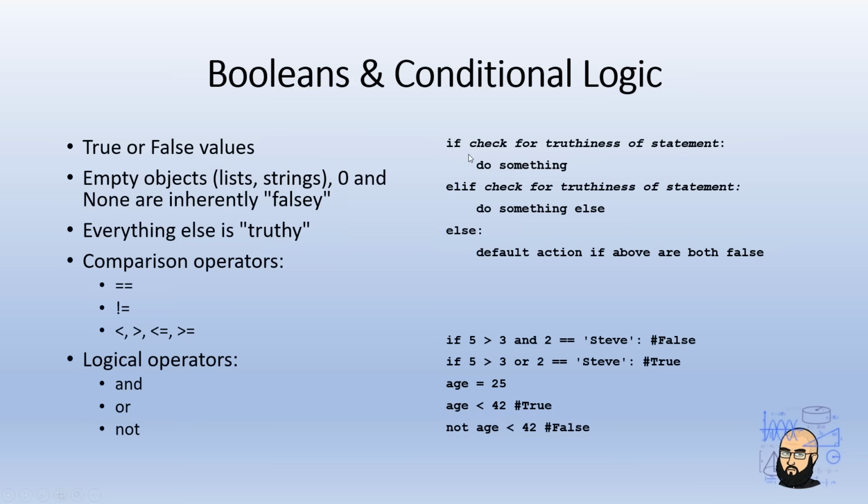Okay, so conditional logic. So, comparison operators, you guys should know this. Equals is your equals. A single equals is a variable assignment operator. It does not mean equals. Age is 25 means the variable age is the number 25, the integer 25. If you want to compare values, 25 is equal to 25, you would have to use the double equals.